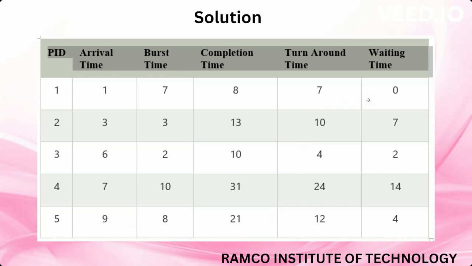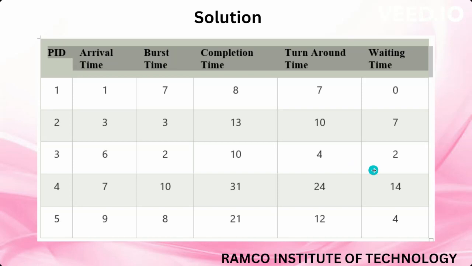The waiting time of the first process P1 is 0. Here the waiting time is the difference between turnaround time and burst time. The turnaround time is 7, burst time 7. So 7 minus 7, 0. The next, second process P2, waiting time is 7: turnaround time 10, burst time 3. So 10 minus 3, 7. The third process P3, waiting time is 2. Here the turnaround time is 4, burst time 2. So 4 minus 2, 2.